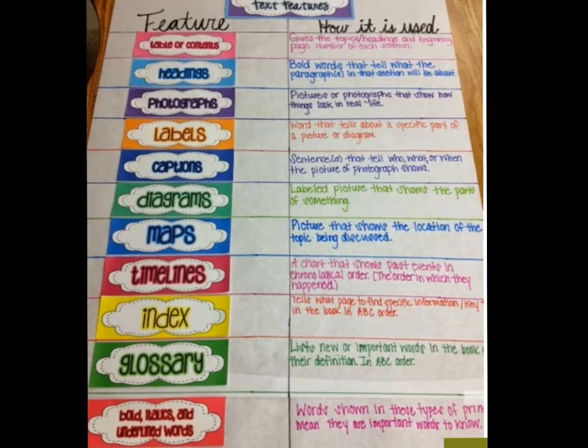Some of us like lists better, and so this one is maybe a better option, where some of us see things in more of a web, so the first anchor chart might be a better option for you to use as a part of your notes. So please pause the video here and choose one of the three anchor charts and go ahead and copy down the different text features and then what they are or how they're used.